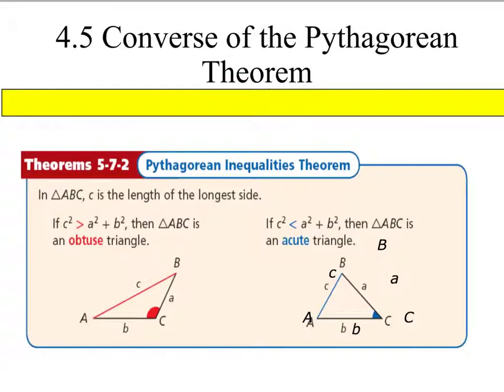Okay, also, in triangle ABC, if c is the length of the long side, so that's your hypotenuse, normally it's the longest side, then if c squared is greater than a squared plus b squared, it is an obtuse triangle. If it is less than a squared plus b squared, then it is an acute triangle. If you have any questions, remember to ask me tomorrow. But greater than is obtuse, less than is acute. You need to know that. Make sure that is written down in your notes. All right, moving on.